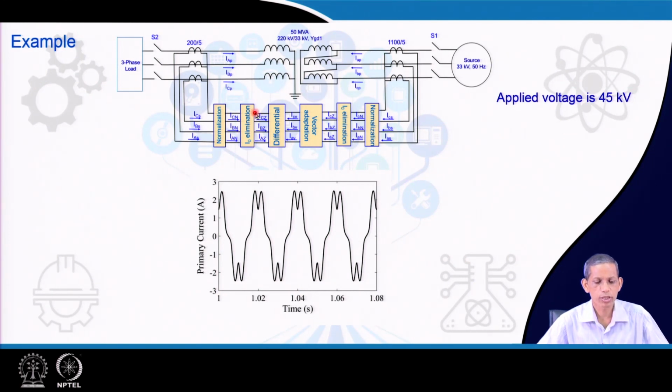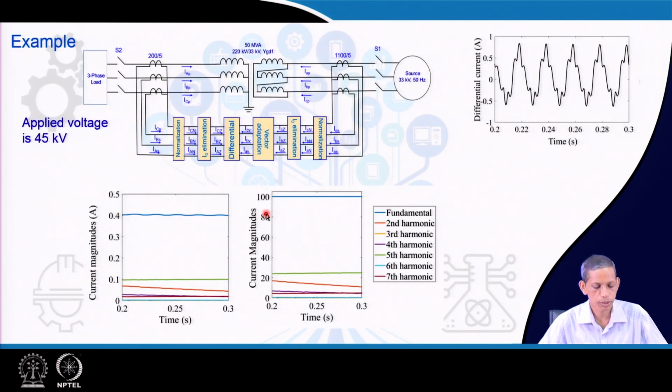So, for example, in the 33:220 kV system we applied 45 kV to the 33 kV side, and the corresponding signal has a high third harmonic component and also a fifth harmonic component. But as already mentioned, the third harmonic component will be eliminated by the zero sequence component elimination. So the differential current will have only a significant amount of fifth harmonic component.